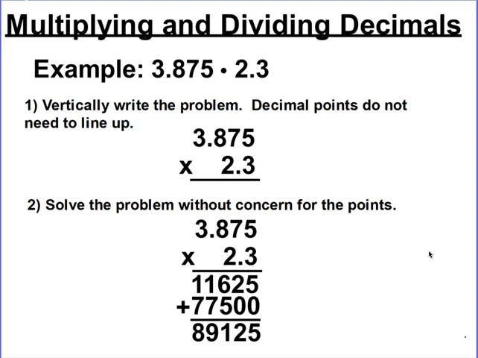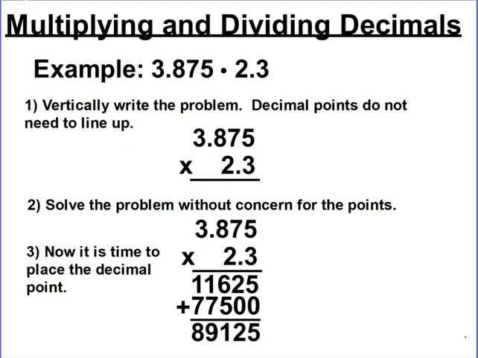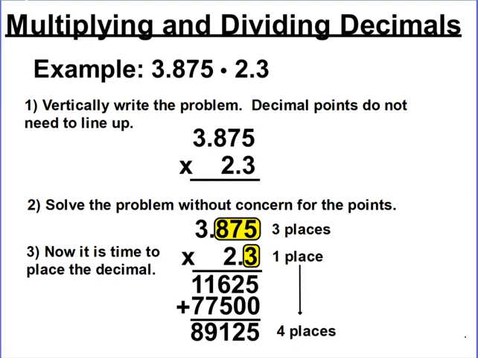So now I have to place my decimal point. What you'll notice is that in the first number there are 3 decimal places. In the second number there is 1 decimal place. So what that means is in my answer I have to have 3 plus 1 decimal places. 3 plus 1 is 4. So if I count over from the right, 1, 2, 3, 4, I put my point in front of the 9, and I have 4 decimal places after the point. So my answer would be 8 9,125 10,000ths.